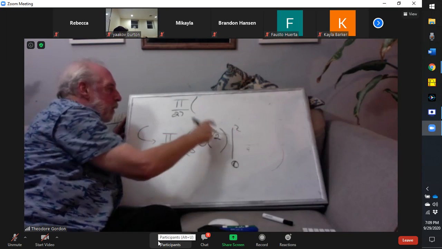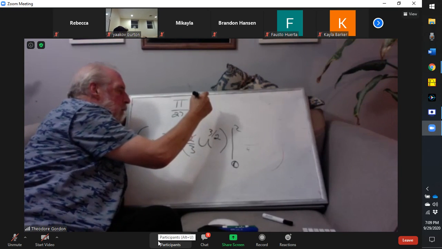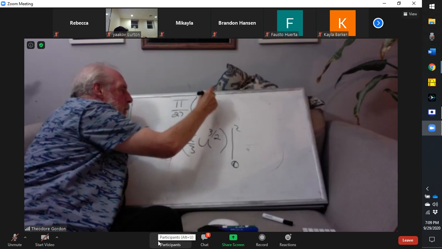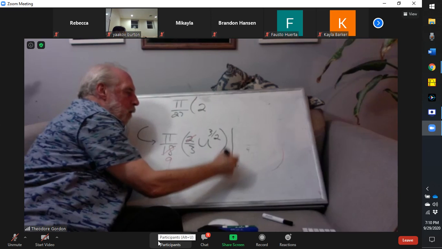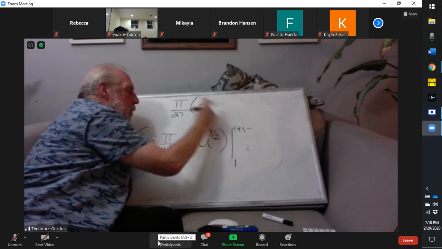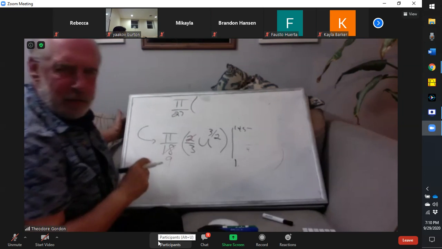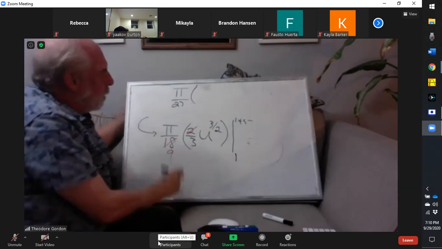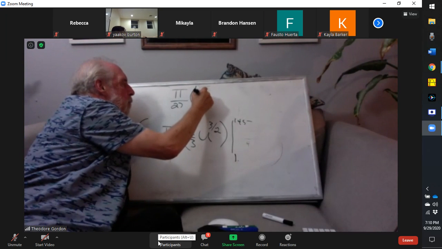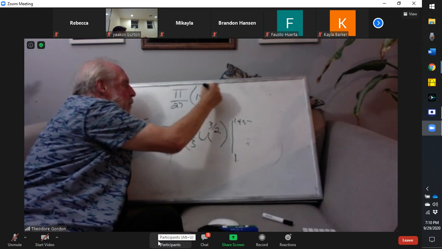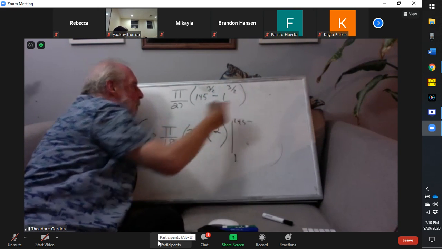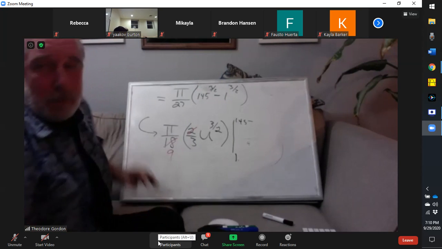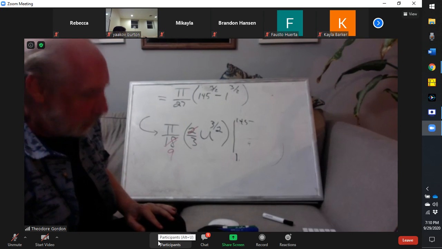When we put 2 in here, we get 2 to the 3 halves. Oh, sorry, not 0 to 2. I forget we did that. It's 1 to 145. I was using the old bounds. I forgot I did these. So we get 145 to the 3 halves power minus 1 to the 3 halves power. That's the exact answer.